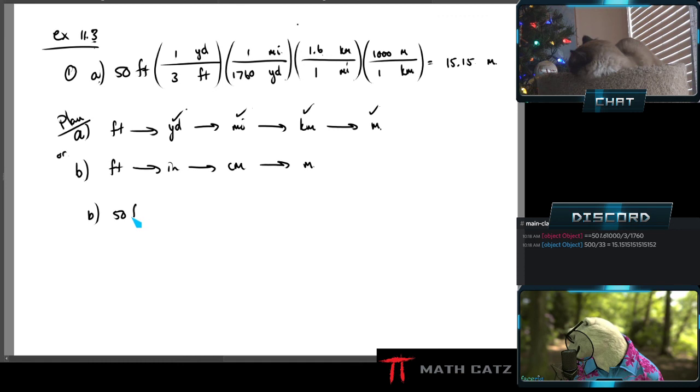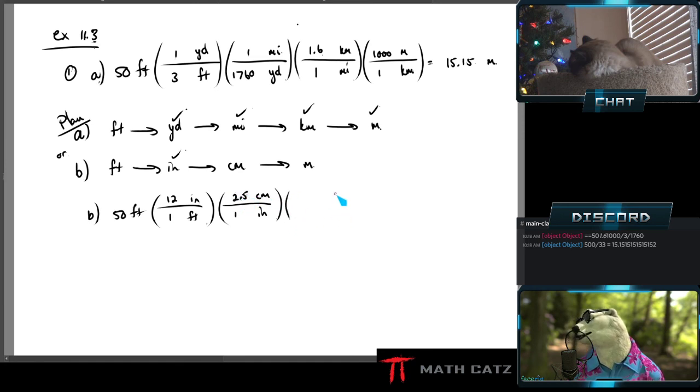So now I have 50 feet. I want to go feet to inches. So that'll be 1 foot, 12 inches. Now I'm currently in inches. Then I want to go inches and centimeters, 1 inch, 2.5 centimeters. Understanding that that's the commonly used conversion. It's not scientifically precise, but that's okay.